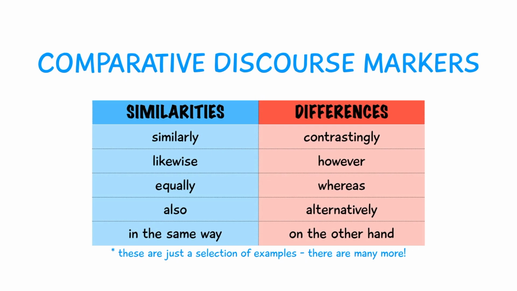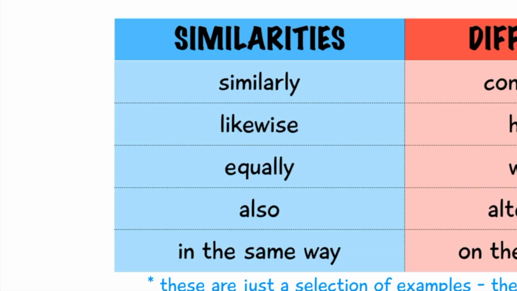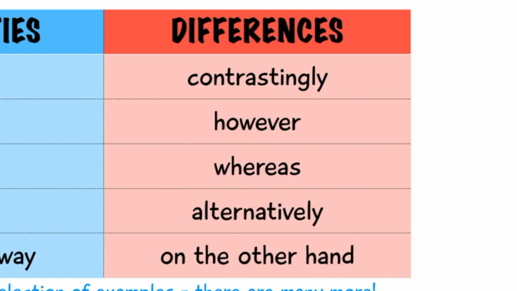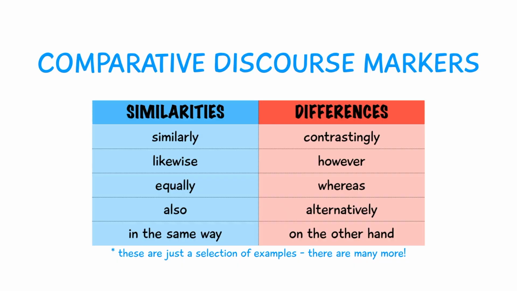So, the way to compare clearly is to use the right language to signpost that you are comparing, and these signposts come in the form of comparative discourse markers. If you use these in your writing, it makes it incredibly obvious that you are attempting to compare. Now, here are 10 examples that you could use: 5 for comparing similarities and 5 for comparing differences. Now, this list is not exhaustive. There are many more discourse markers that you could use, but for this video and in the name of keeping things straightforward, I've chosen these 10.